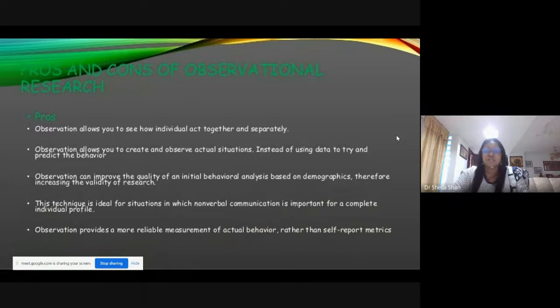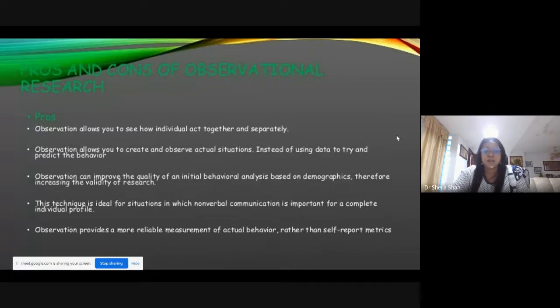All right, pros and cons of observational study. Observation allows you to see how individuals act together and separately. If you take bullying, now the latest issue is bullying in school. When they are alone, they are not what they seem to be. But when they form a group, then only you can see their behavior is different. So these observational studies will help in that way.